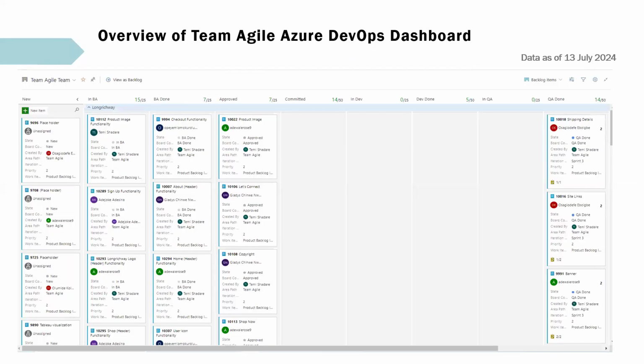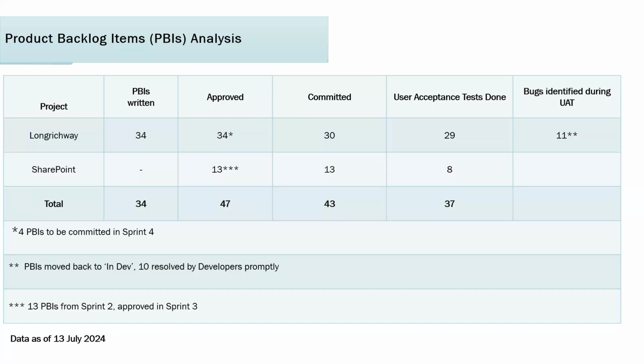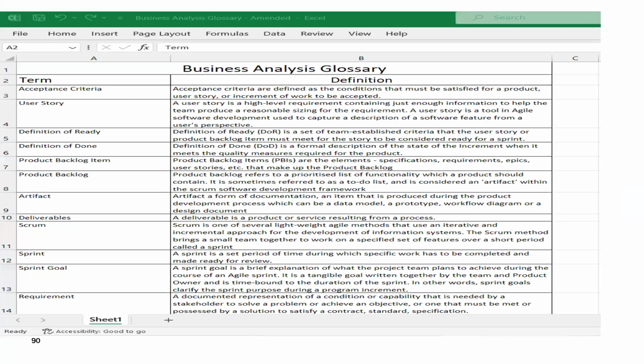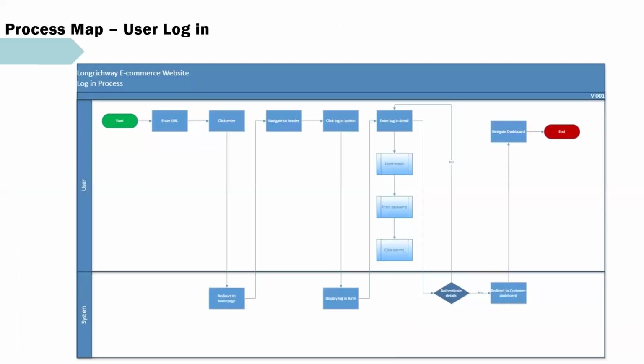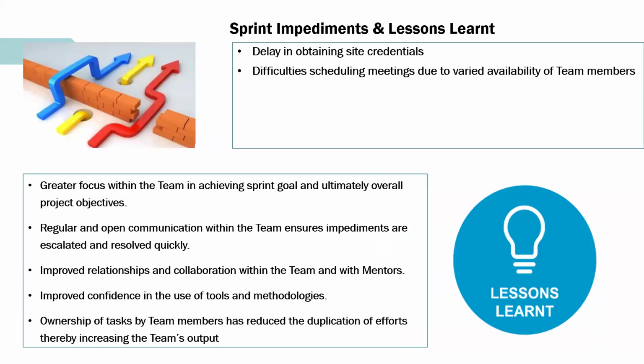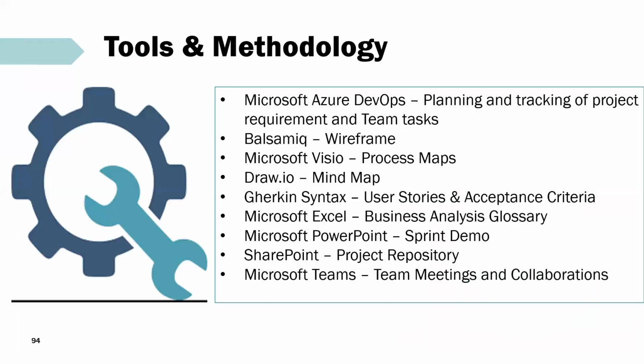Then this is an overview of the Azure board, and the product backlog item analysis for sprint 3. And this is the glossary for the BAs, the terms and the definitions. And these are other activities that were carried out during that sprint, and the readiness, the preparation for sprint 4.